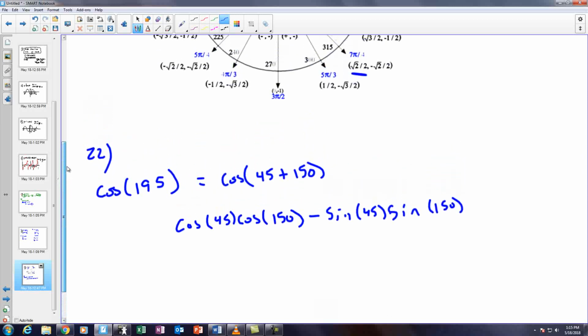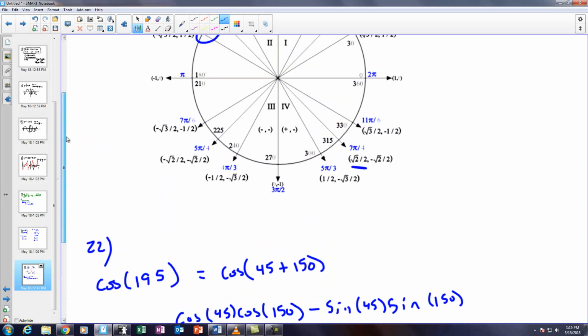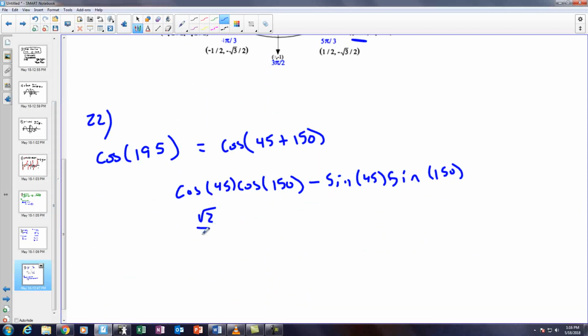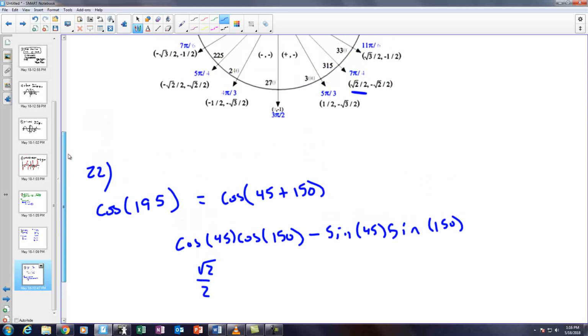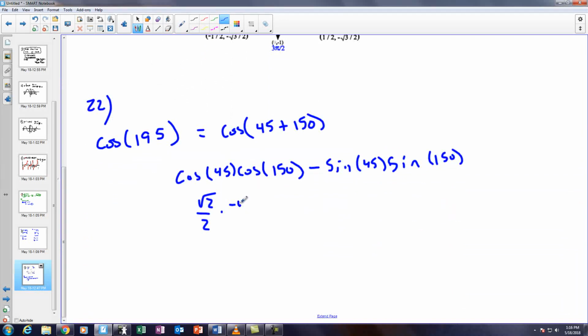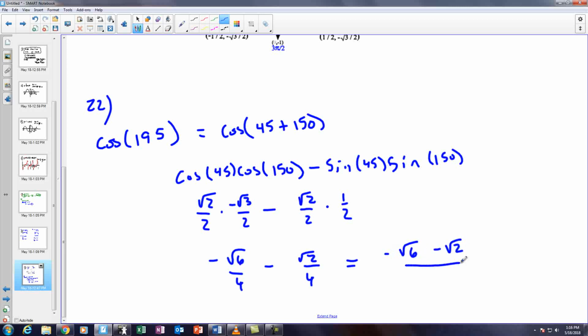If I go back up to the circle and try to think, what is the cosine, or x value, at 45, I realize it's root 2 over 2. And then the cosine at 150, that's over here on the left, and the cosine is negative root 3 over 2. So that's times a negative root 3 over 2 minus the sine of 45, if I went back up there, is root 2 over 2, and the sine of 150 is 1/2. If I multiply on the left, I get negative root 6 over 4, and I get minus root 2 over 4. When I combine those, I get negative root 6 minus root 2 all over 4.